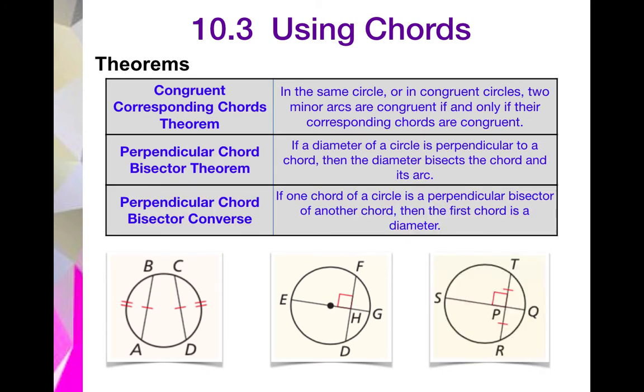The next one is the perpendicular chord bisector converse. If one chord of a circle is a perpendicular bisector of another chord, so we just have a chord here, SQ, and it's the perpendicular bisector of a chord TR, then the first chord, which is SQ, is a diameter, and it goes through the center of the circle. Very important theorems, especially the second one and the third one.